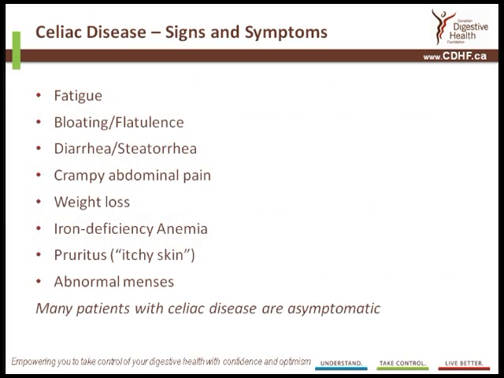Celiac disease can lead to a number of signs and symptoms. This is just a short list of common ones, including fatigue, generalized abdominal bloating, increased gas production, diarrhea, and a particular type of diarrhea where fat malabsorption leads to bulky, malodorous stool known as steatorrhea, crampy abdominal pain, weight loss, iron deficiency anemia relating to micronutrient deficiency, pruritus, which is really related to an associated condition known as dermatitis herpetiformis that is often associated with the disease, as well as abnormal menses. But like I say, there are many additional symptoms which may present in this disease.